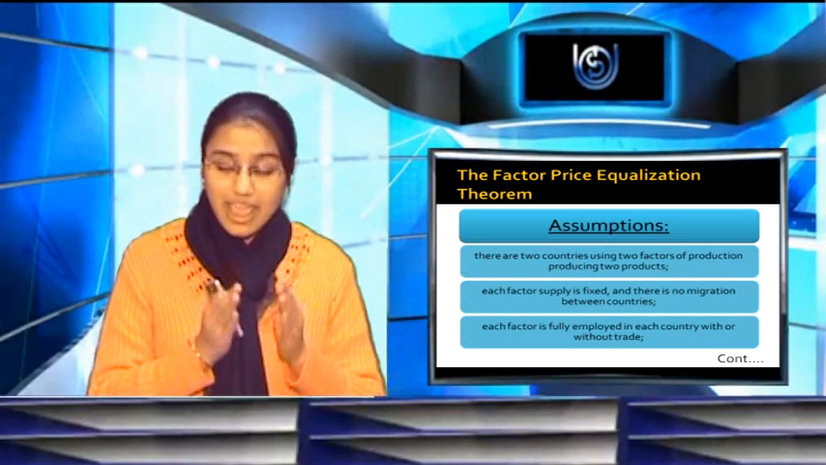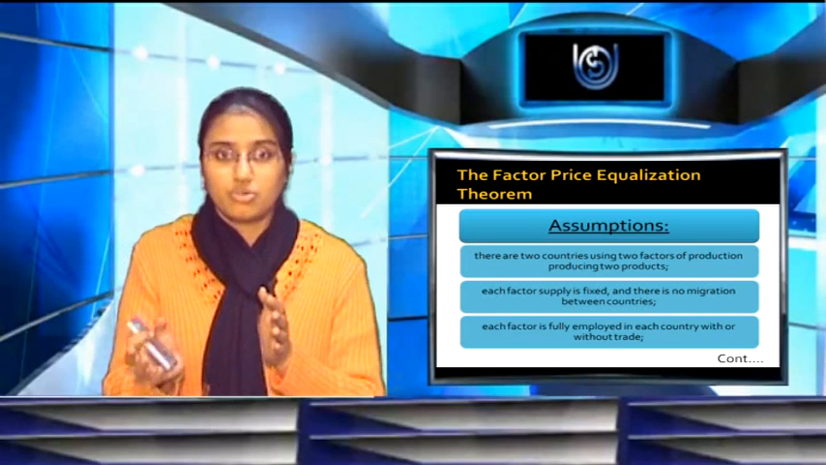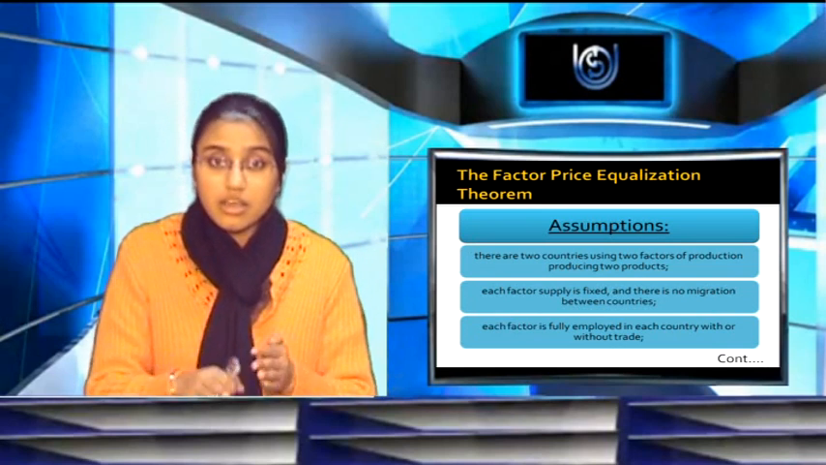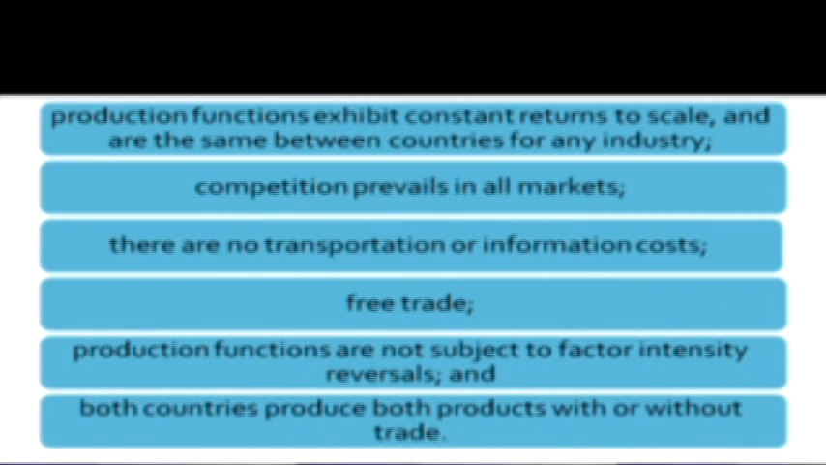That means whatever the factor the country has, that factor is fully employed in that particular country, whether it trades or not. Another assumption is that the production function exhibits constant returns to scale and is the same between the countries in an industry. That means it's again constant returns to scale.